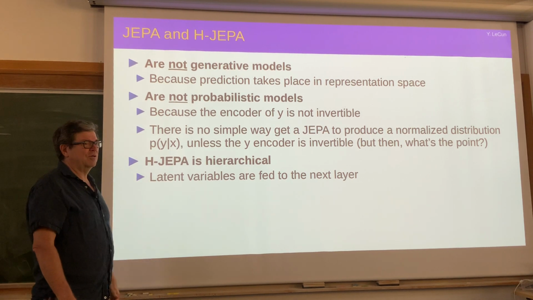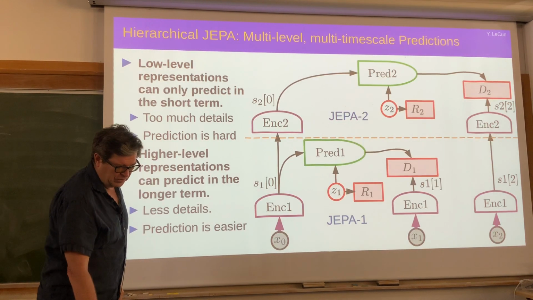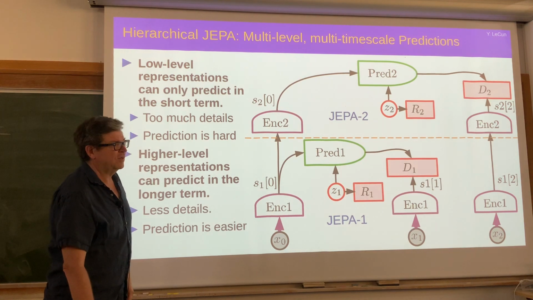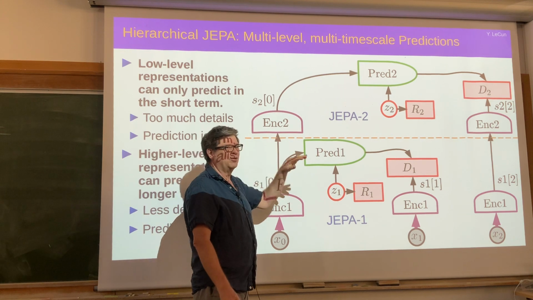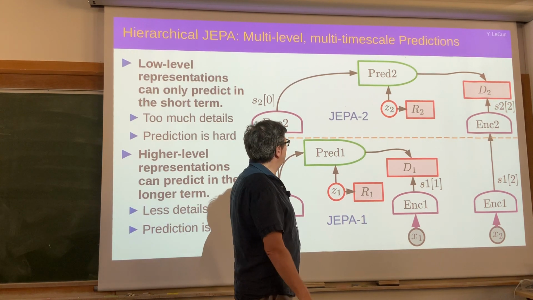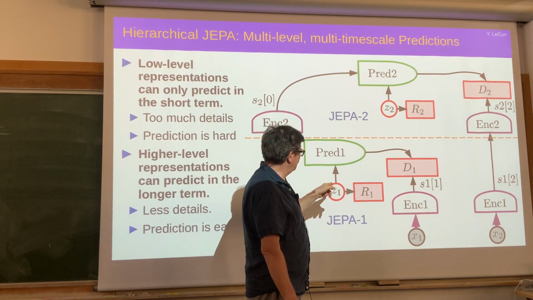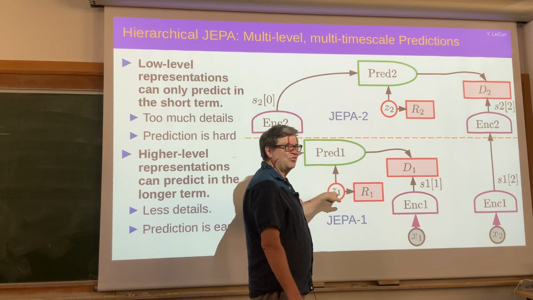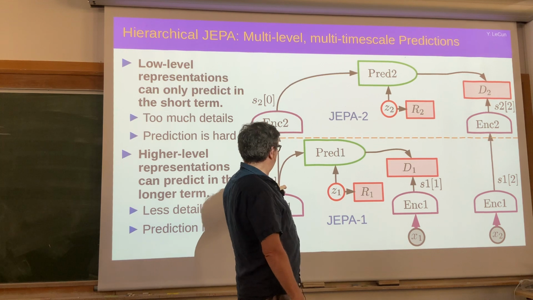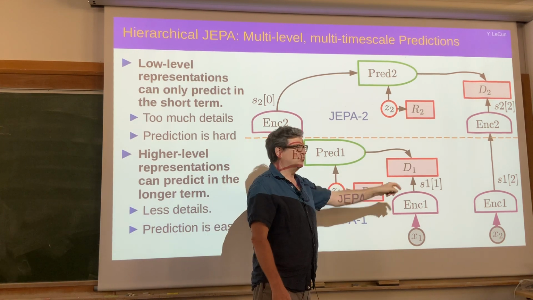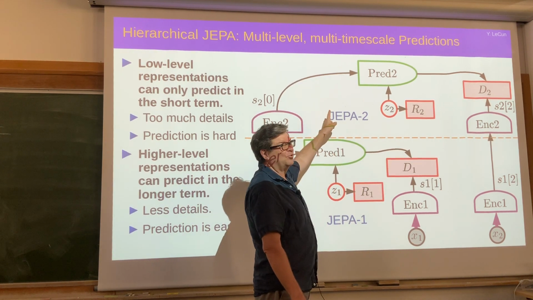It's hierarchical, and this diagram is incomplete in the sense that it would have to do what I just discussed: the next level up should try to predict whatever the previous level could not predict. That means it needs to be fed this, because this is the information that's missing from S1 of 0 to predict S1 of 1, so that needs to go to the next layer as well.